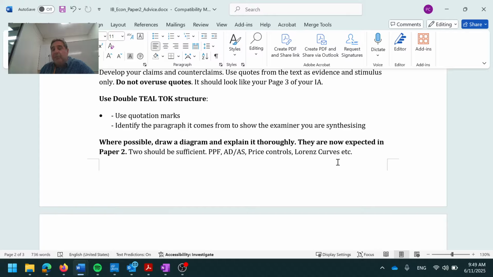Where possible, they should not be the same ones as A through to F, but some of the ones that you could look at using might be PPF, AD-AS, price ceilings, price floors if they're relevant, Lorenz curves, they're all good things to use, right? So make sure you have at least one, but I would probably favour 2. Write, explain them.